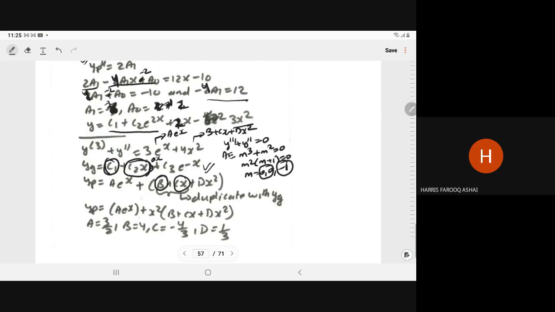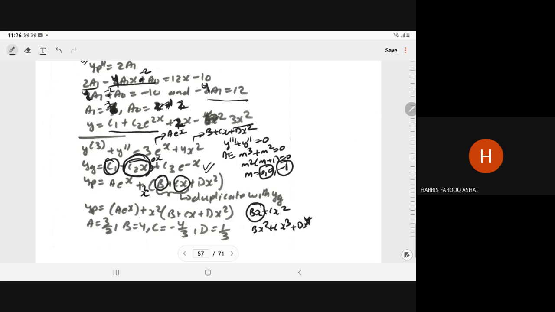you first multiply with x. As we multiply with x, what will you get? You will get bx plus cx square. Now again this bx is duplicate with the c2x. So to avoid that, you increase the power of x, that is x square. So now when we take the x square, we have bx square plus cx cube plus dx to power 4.